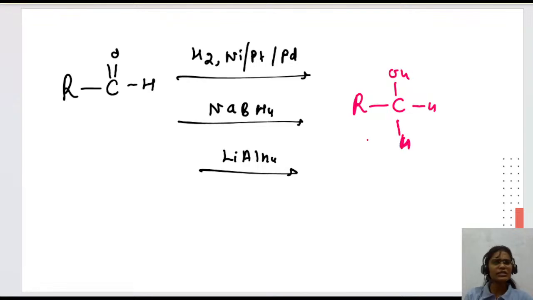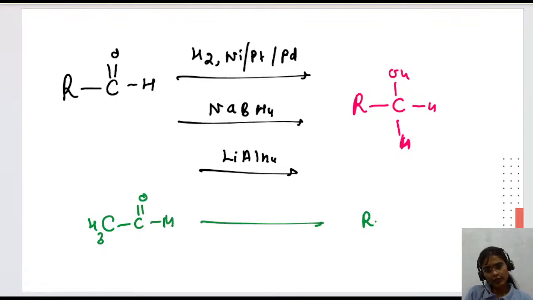Mechanism, no, in this case mechanism is not important, just remember the reaction simply. Any general reaction? Yes, let's talk about a general reaction. Let's suppose I'm having CH3, and this is a CO and this is a hydrogen. And then we are getting simply OH.